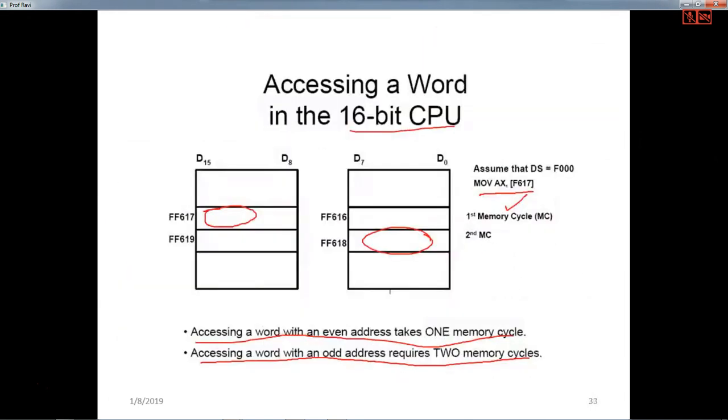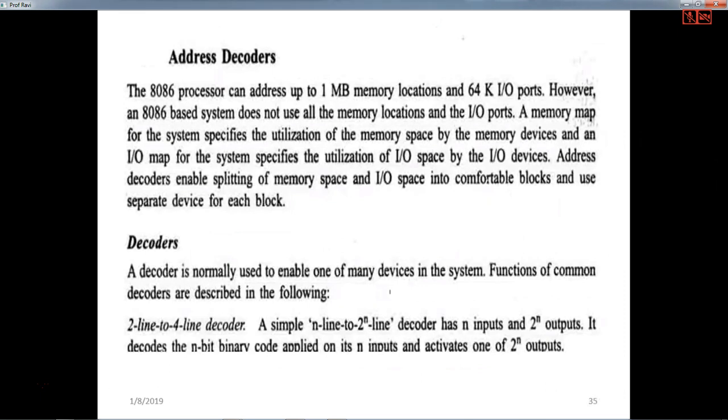Coming to the decoders, let us see what exactly these decoders are. The 8086 processor can address up to 1 MB of memory locations and 64 KB of IO ports. That means you can connect 1 MB of memory and 64K IO ports to the 8086 processor. However, an 8086 based system does not use all the memory locations and IO ports. So a memory map for the system specifies utilization of the memory space by the memory devices, and an IO map specifies utilization of IO space by the IO devices. Address decoders enable splitting memory and IO space into comfortable blocks, using a separate device for each block.